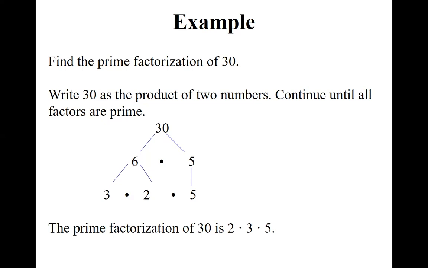I said that no matter how you break it up, you're going to end up with the same prime factorization. So what if instead of 6 times 5 for 30, you did 15 times 2? Well, the 2 would stay 2. The 15 would be 3 times 5, and there's our 2 times 3 times 5 again. So 30 can be 6 times 5. It could be 2 times 15. But when it gets broken down all the way to primes, you'll have 2 times 3 times 5 no matter what.